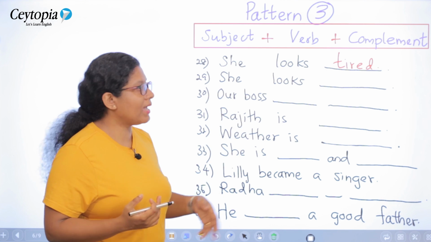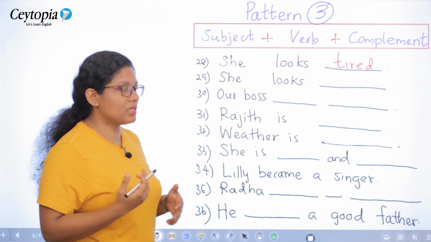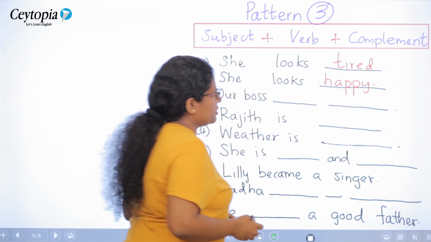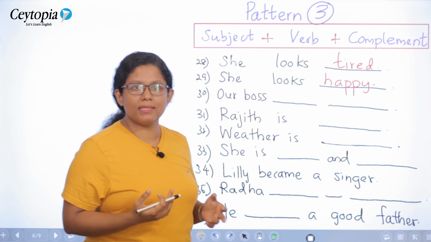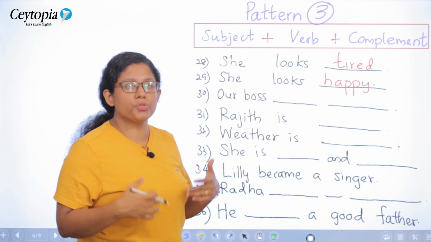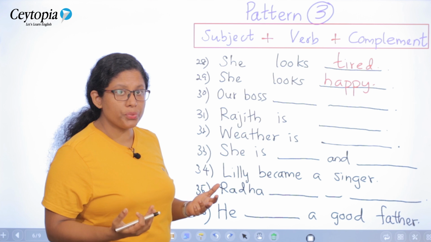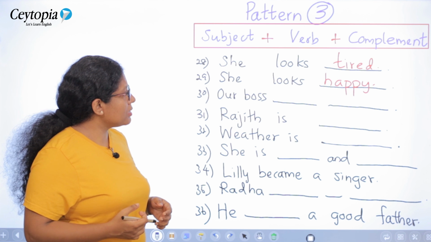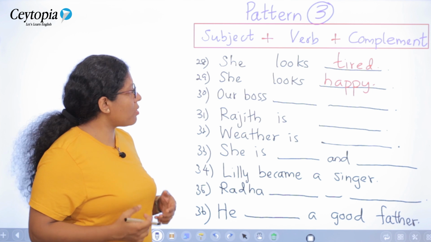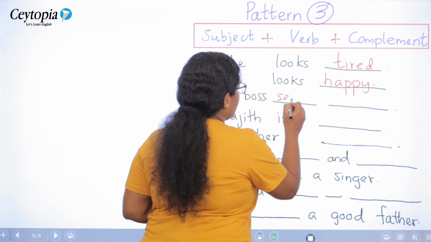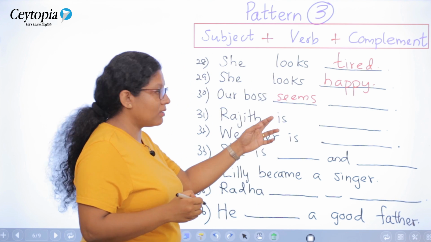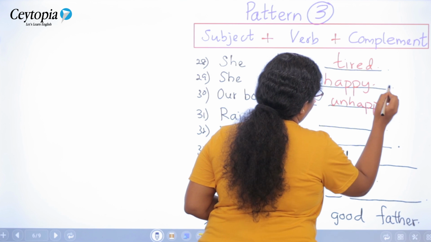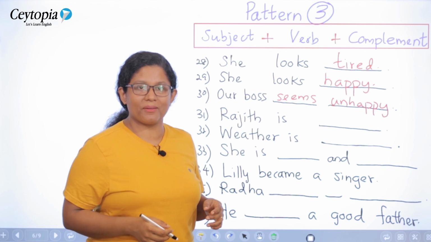Let's substitute the word tired with different words of your choice. She looks tired, and instead of the complement tired, we are going to use another one. She looks happy. Another complement. Now you can use different types of words as complements in your sentences. Words like nouns, pronouns and adjectives can be used as complements. Let's see. Our boss. Let's say our boss seems tired. Our boss seems unhappy. Now we are using another verb instead of looks. Maybe due to a reason unknown to us, our boss seems unhappy.